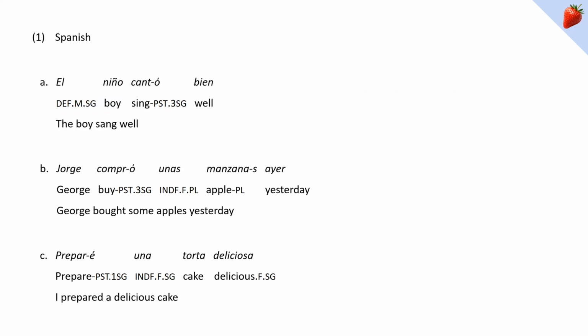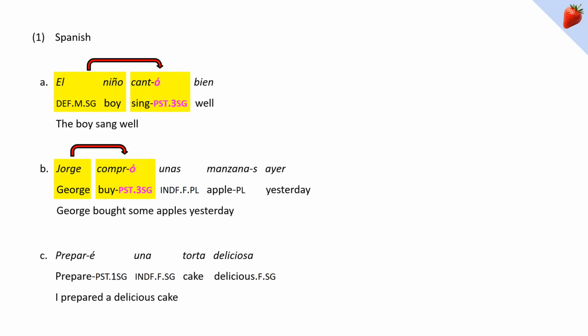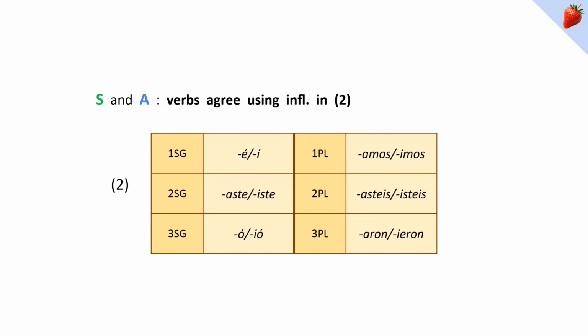Consider the following data from Spanish. The boys sang well, George bought some apples yesterday, and I prepared a delicious cake. What do you notice? From 1a, it seems that verbs take the suffix o to agree with third-person singular S arguments, and from b, it seems they take the exact same suffix to agree with third-person singular A arguments. If we went on to examine some more data, we would start to see a pattern emerge. In Spanish, verbs use the same inflections to agree both with S arguments and with A arguments.